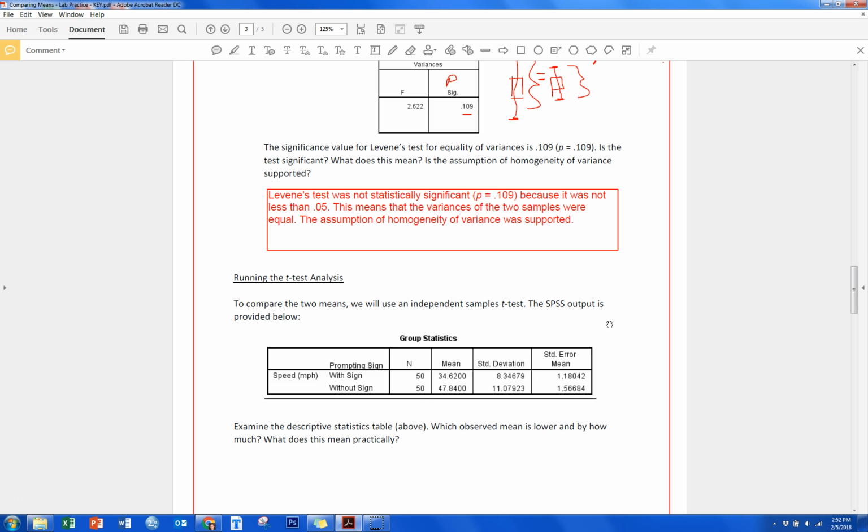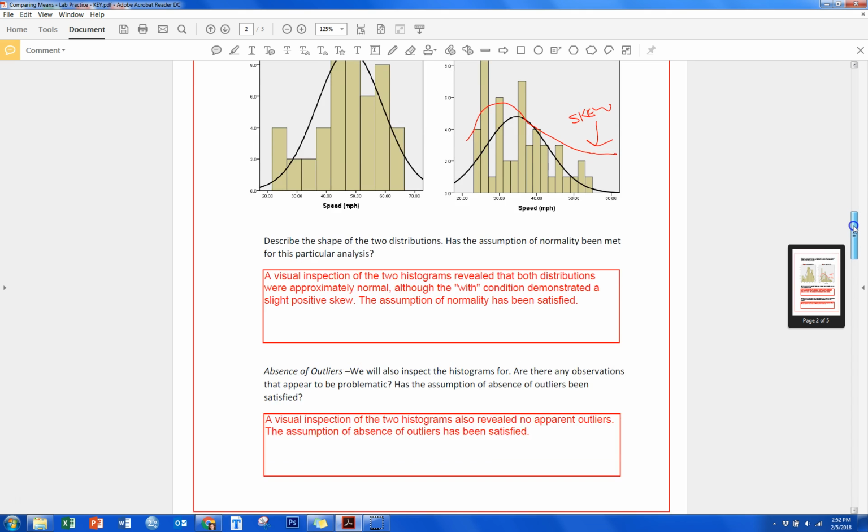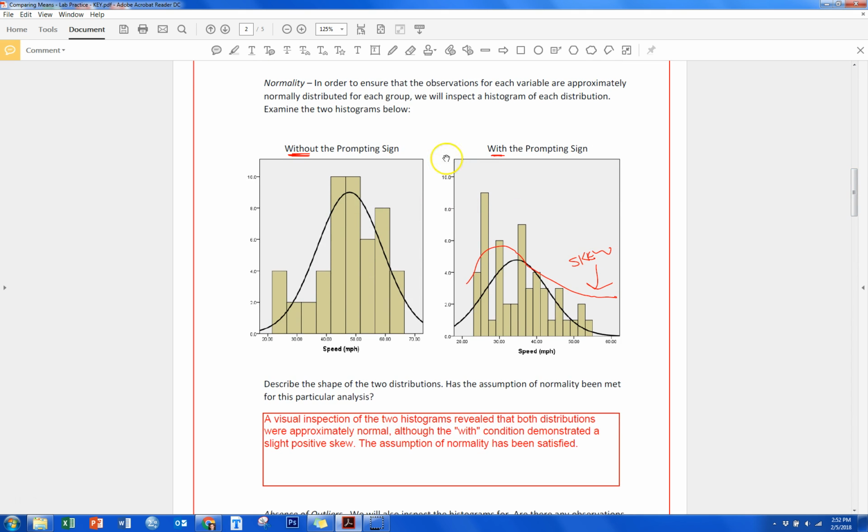There are different types of t-tests for different situations. Here we're dealing with an independent samples t-test because these two samples, the without the sign and the with the sign, were collected independently. The cars aren't matched up with each other in some way. For example, it was not Bob drove down the street without the sign and then Bob drove down the street with the sign, and you compared Bob's speed before to his speed after. That's not what's going on.